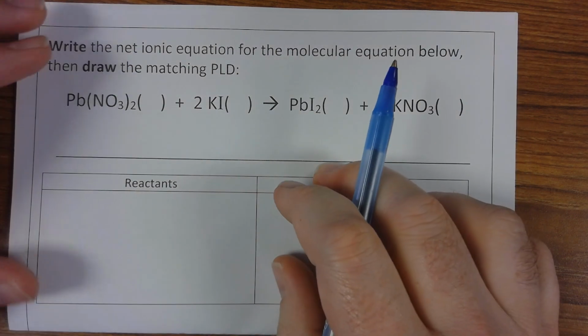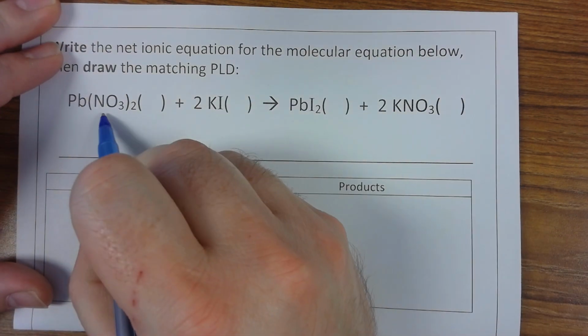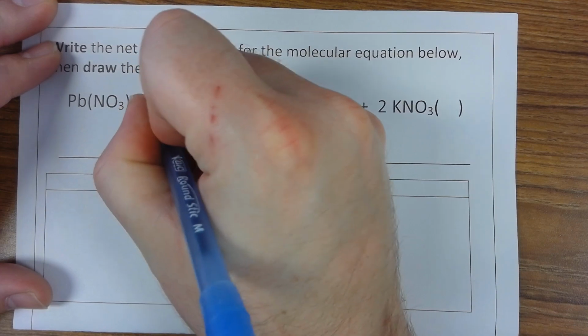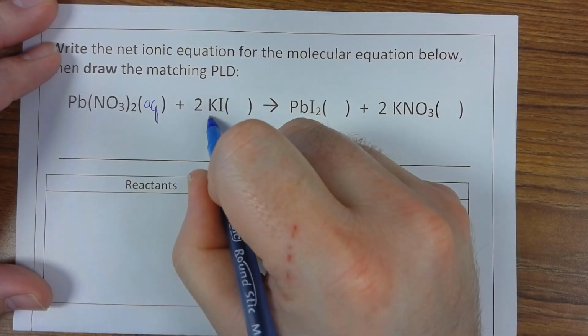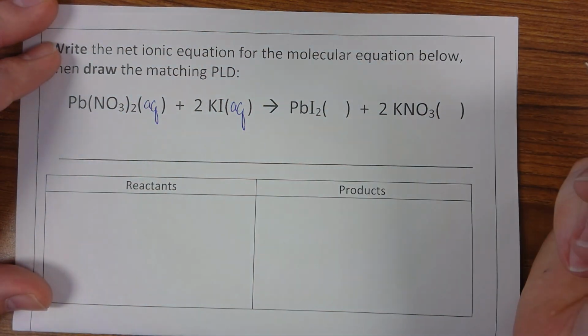First things first, determine the states of everything. Because of the nitrate here, we know that this is fully soluble in water. Because of the potassium, we can say the same about KI.